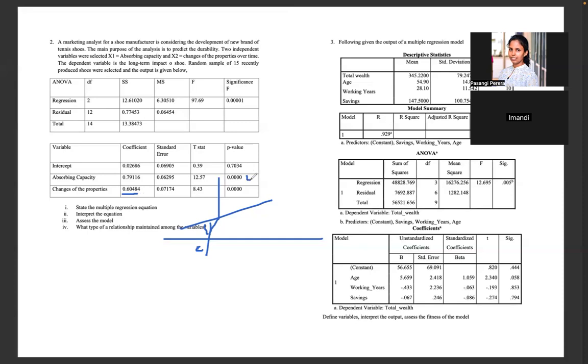I am talking about these two values. These two values are extremely small. That means it's less than 0.05, which indicates that the overall regression model is statistically significant. This means that at least one independent variable is a significant predictor of the durability. Let me send it.